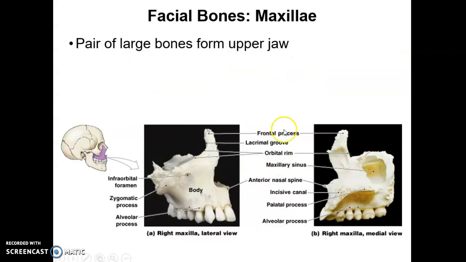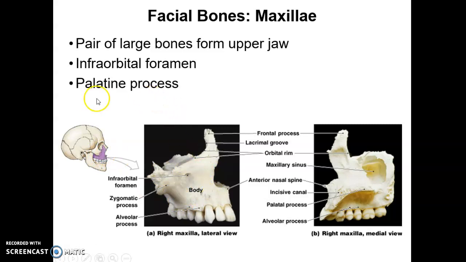Okay, let's move on to the maxilla. You have your left and right maxilla forming the upper jaw. It has a little opening called the infraorbital foramen below the eye. That's for innervation of the skin on that portion of the face, right there. It has a structure called the palatine process. So this is looking at this right maxilla, but from the midline. So looking at it from the left side. So that tooth is this tooth, and these molars back here would be these molars.